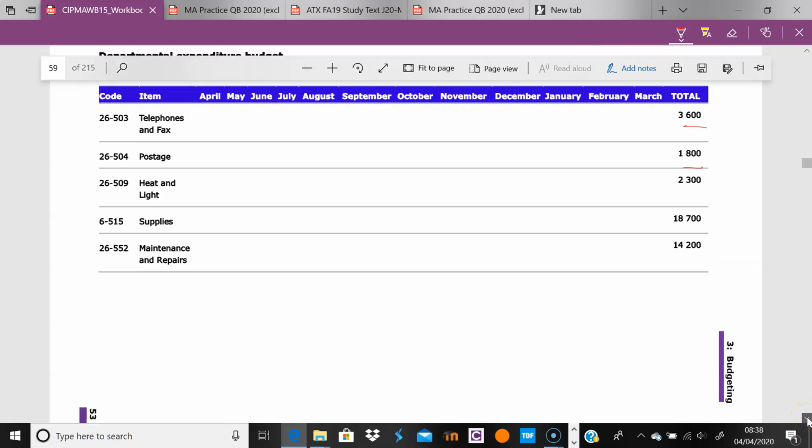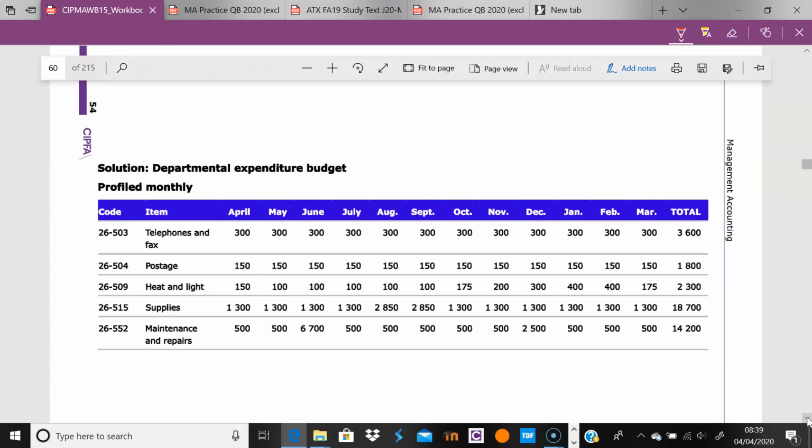So I want to take you to the assumption they've come up with, and here it is. You can see they have literally spread this evenly over the full year, and the same with postage. But with heat and light, they have gone for lower amounts in the summer. I don't know the nature of this business, but maybe not much is happening then. And the figures are much higher towards November and December. For supplies, they've gone for some slightly high amounts, and then they've highlighted the big amount here and the big amount here. In your exams, you will not be suggesting, but you will be following the instructions given in the exam question. That's what profiled budgets are about.